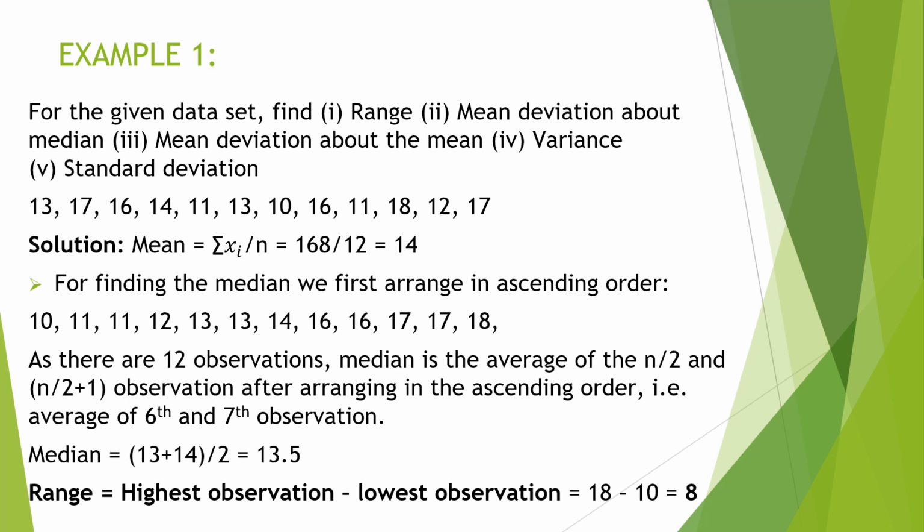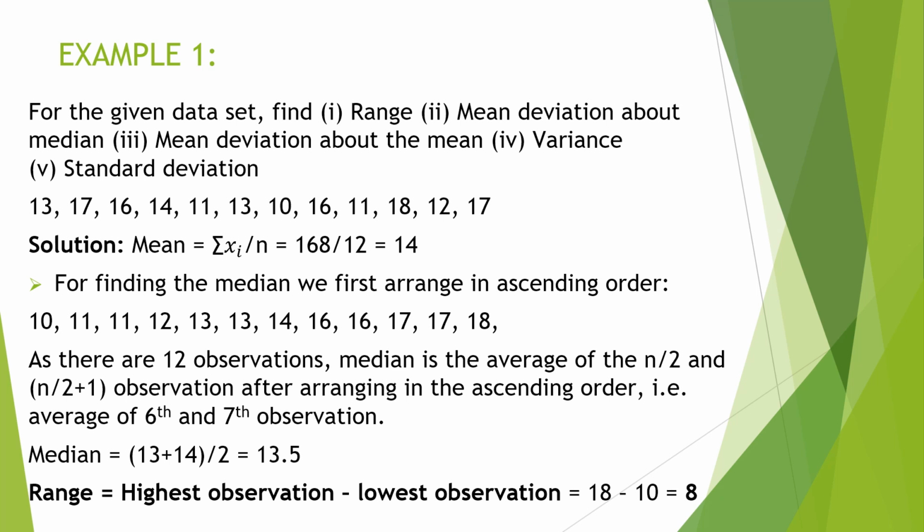For the first example, the data is given. You have to find the range, mean deviation about median, mean deviation about mean, variance and standard deviation. This is ungrouped data. You know mean is sigma xi upon n, the total of all the observations upon the total number of observations. So in this case the mean is 14.